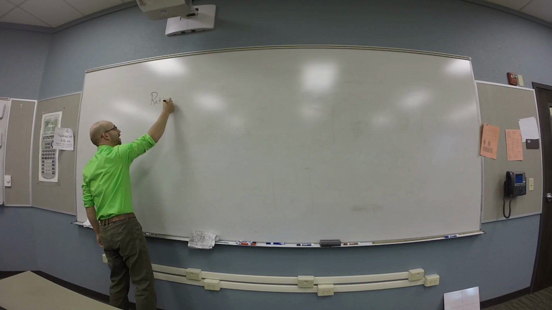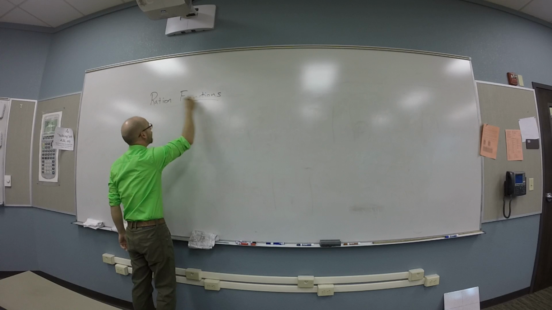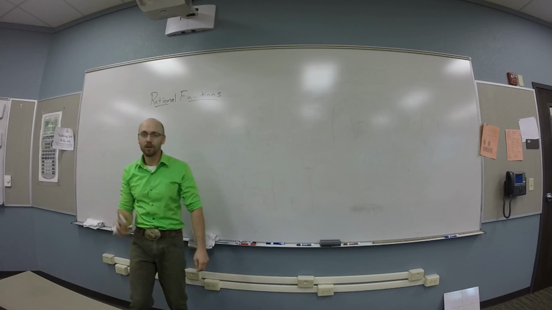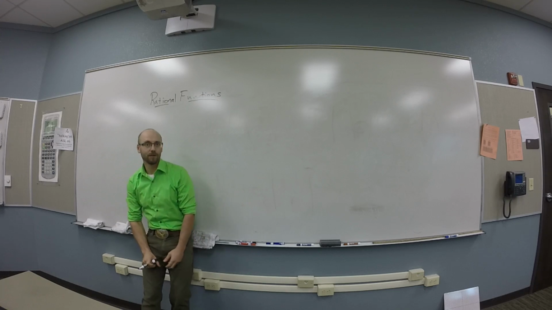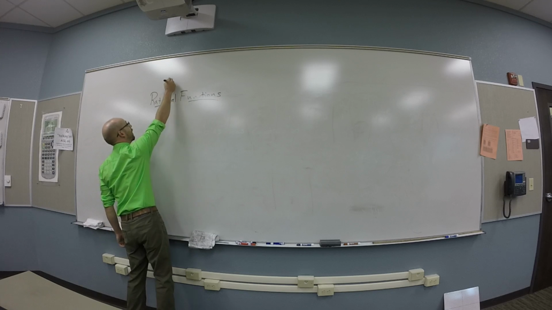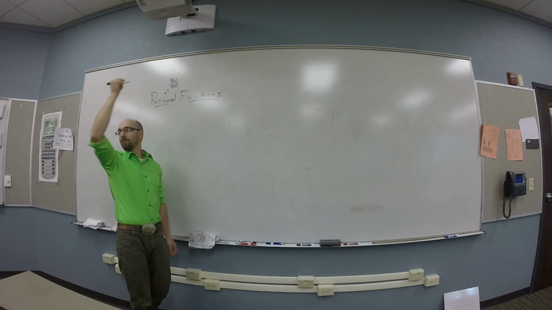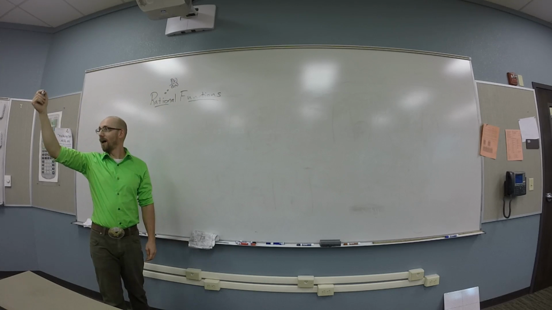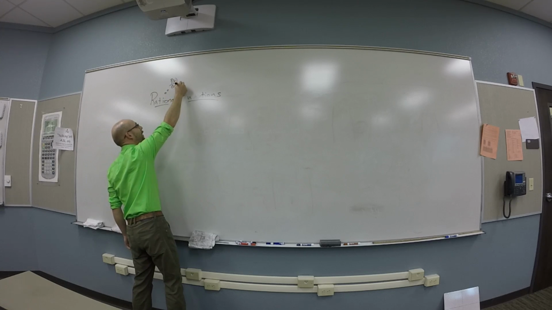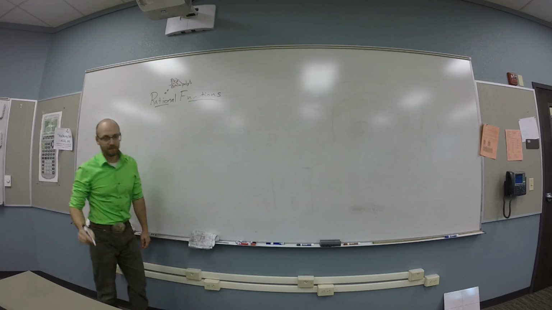So we need to talk about rational functions. The goal here is going to be to develop a way to graph rational functions. So a rational function, remember, is p of x over q of x, where p and q are what? Polynomials. Cool. Okay, so p and q are polys.